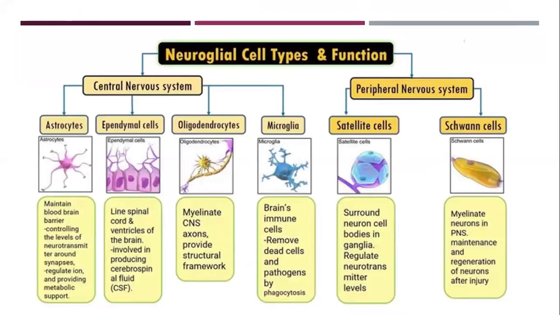So as you can see in this slide, the neuroglial cell types and functions, right? I initially mentioned that our nervous system can be divided into two, central nervous system and peripheral nervous system, right? In our central nervous system, there are astrocytes, ependymal cells, oligodendrocytes, and microglia, right? Each of these cells has unique functions. When we consider the peripheral nervous system, there are satellite cells and Schwann cells.